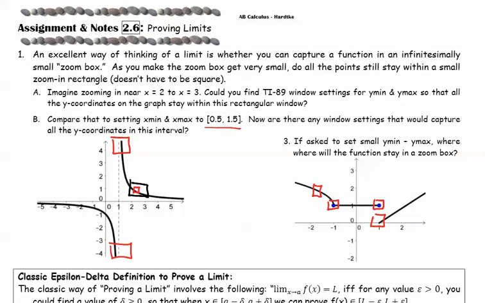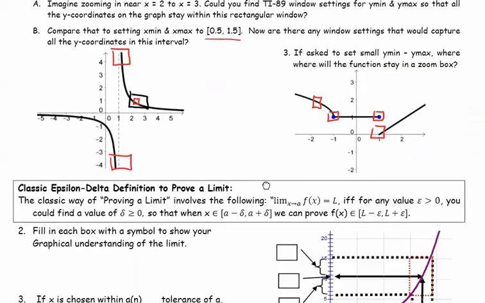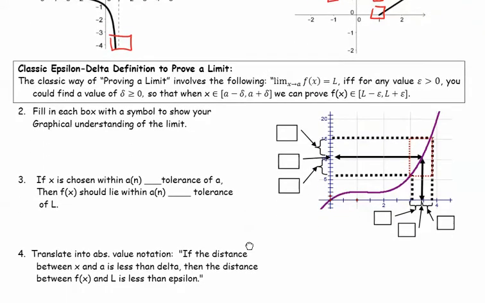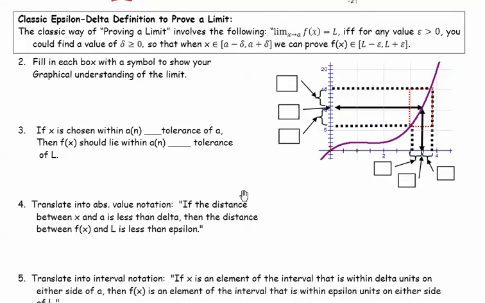So it's a really very simple concept, and that idea of making a smaller and smaller window on the x-axis to capture the y's vertically is really the way we can think of this epsilon delta definition.